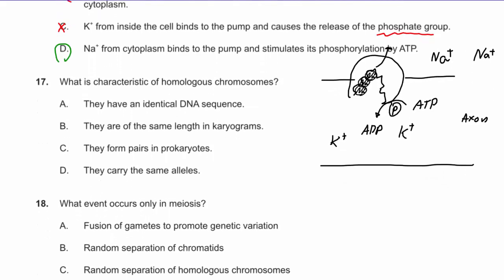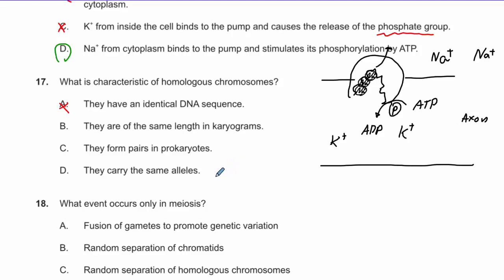17. What is characteristic of homologous chromosomes? A, they have an identical DNA sequence. No, because you get one from mom, one from dad, and they don't have the same sequence. B, they are of the same length in karyograms, and yes, that's actually what you do in karyograms. You take chromosomes of the same length and put them together.